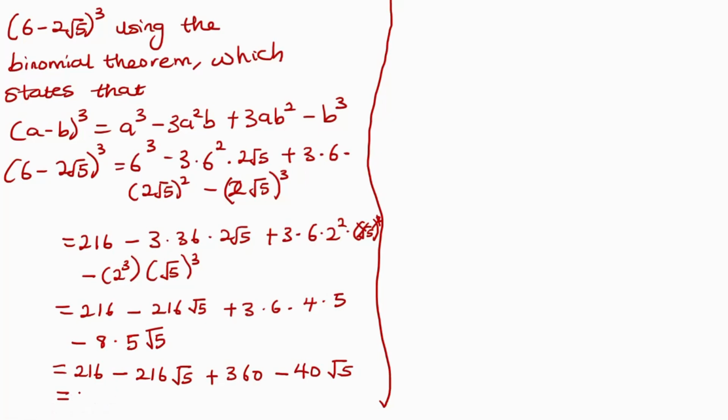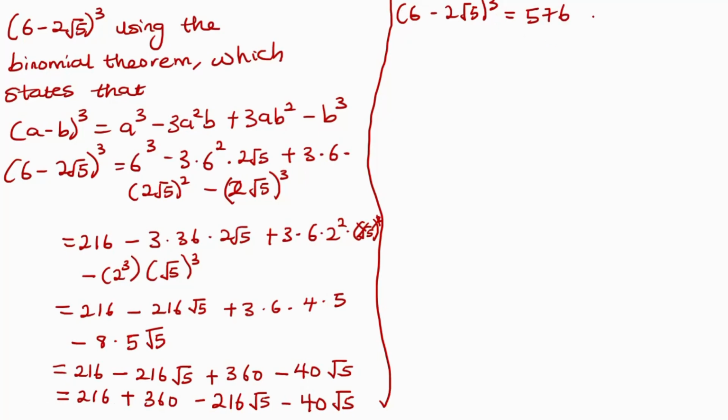So let's simply collect like terms. We have 216 plus 360, minus 216 root 5 minus 40 root 5. So we have 6 minus 2 root 5 all raised to the power of 3 is equal to 216 plus 360, which is going to give us 576, minus 216 minus 40, which is going to give us 256 root 5. So we have this right.